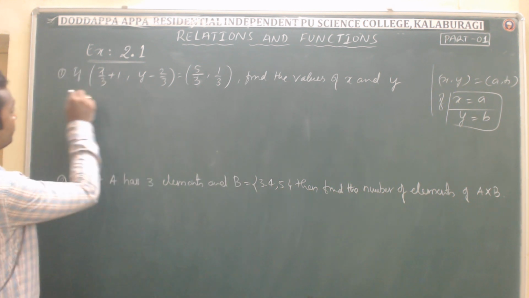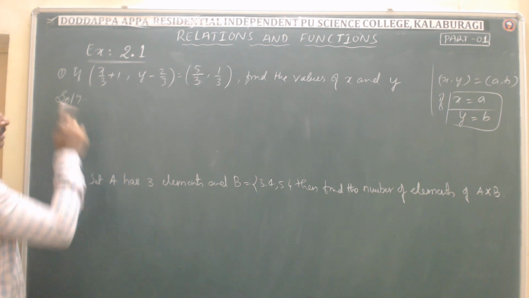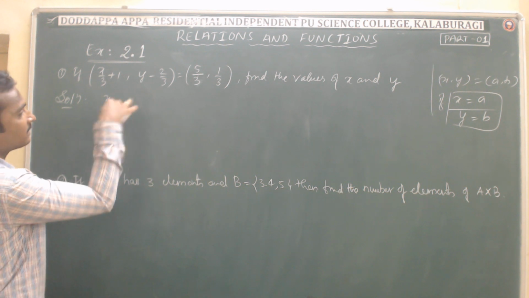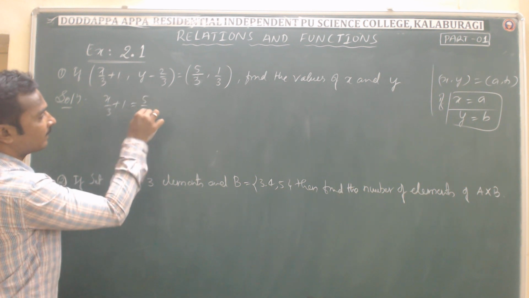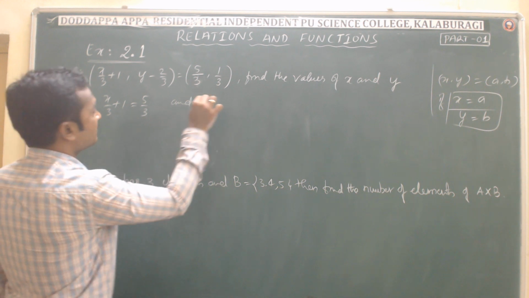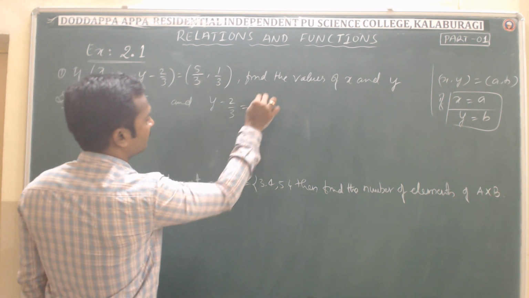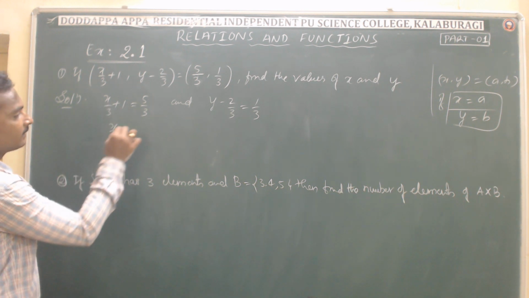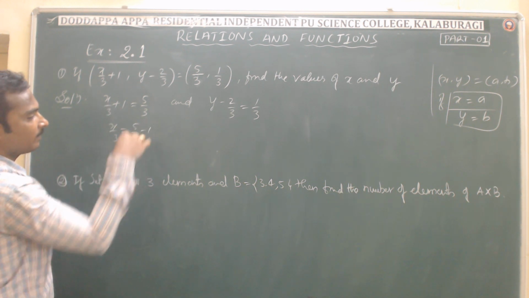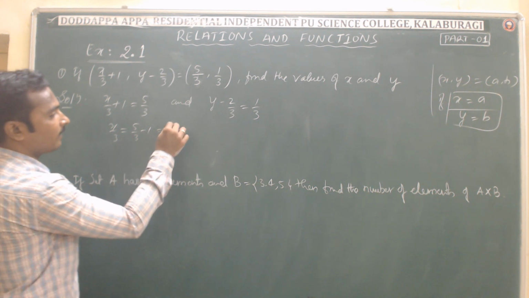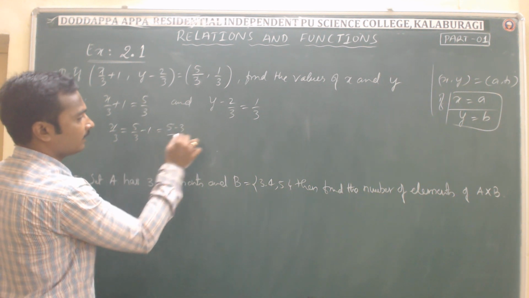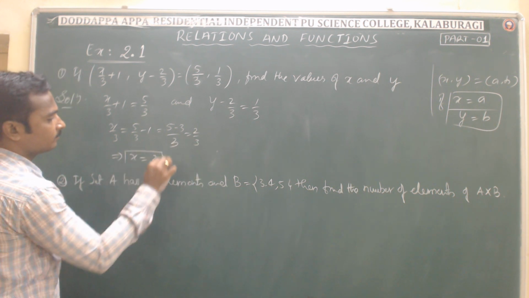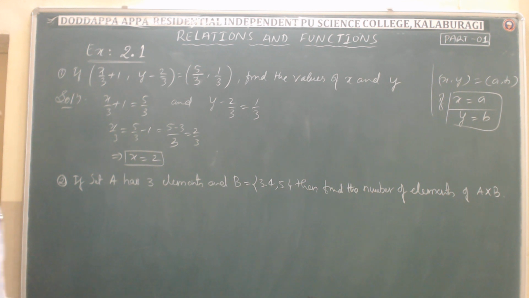So the solution will be: according to the definition, the first element x/3 + 1 must be equal to 5/3, and the second element y - 2/3 must be equal to the second element 1/3. So let us find the value of x/3. x/3 equals 5/3 - 1, that is equal to (5 - 3)/3, which is 2/3. That leads to x equals 2.